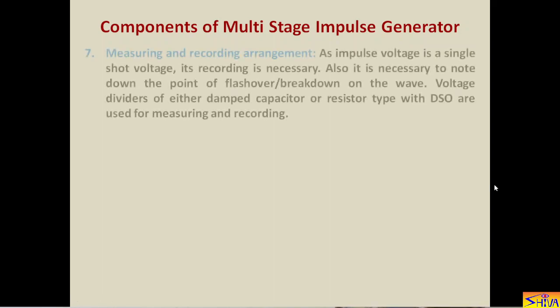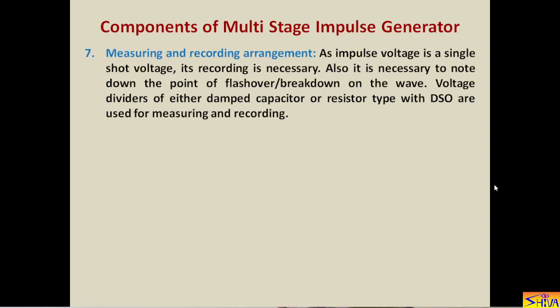The last component is the measuring and recording arrangement. Now, as impulse voltage is a single shot voltage, its recording is necessary. If we are not recording, then it will come and go, because the wave shape duration is 1.2 by 50 microseconds. 1.2 microsecond is the rise time, 50 microsecond is the tail time. So this waveform is appearing for a few microseconds only. Therefore, its recording is necessary.